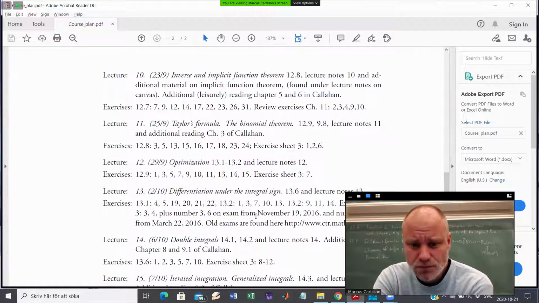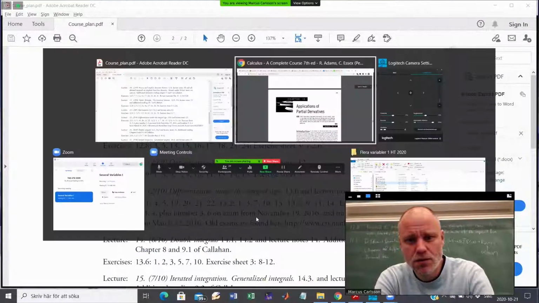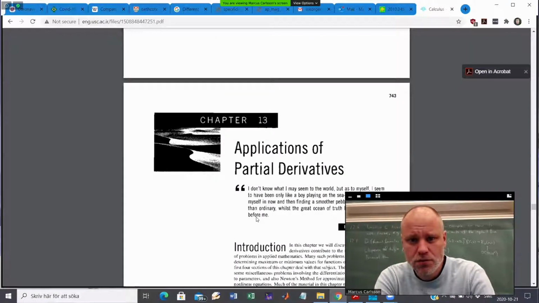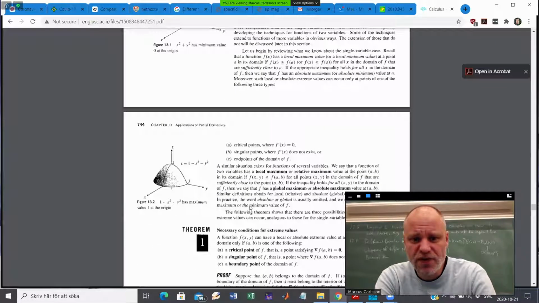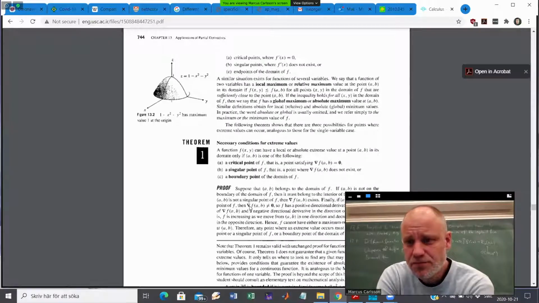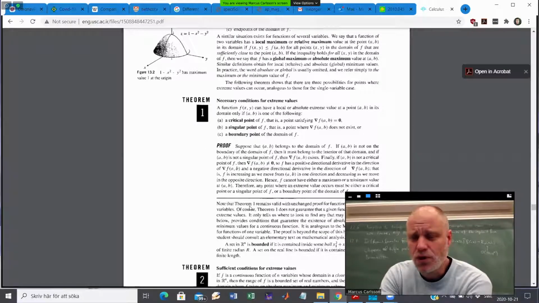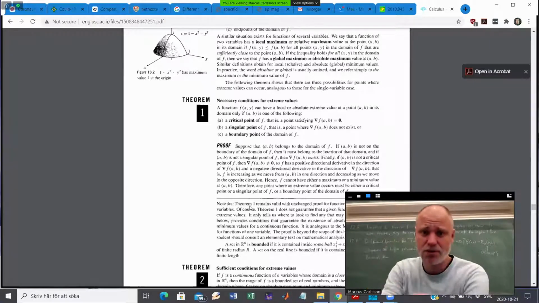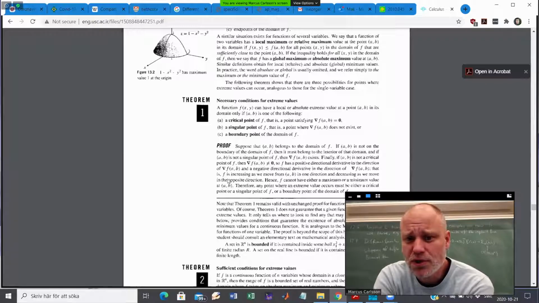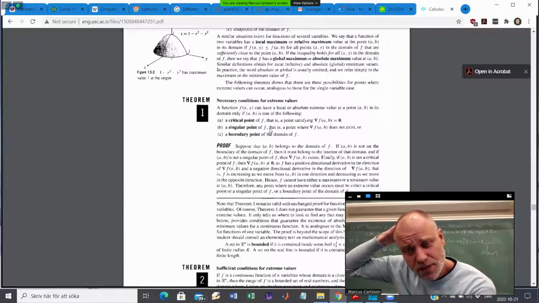So, extreme values here. You should just know how to solve problems with extreme values. So this terminology, of course, is important. Critical point means the derivative is 0, the gradient. Singular point, it doesn't exist. And boundary point, well, it's on the boundary. So this is not really rocket science.